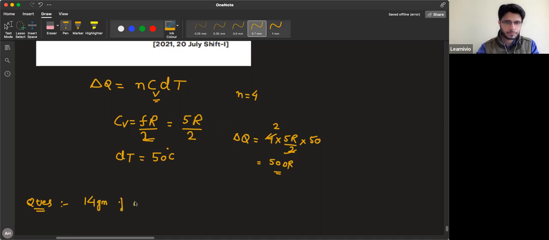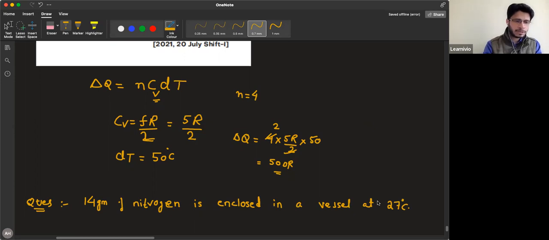14 gram of nitrogen is enclosed in a vessel at 27 degrees Celsius. What type of gas is nitrogen? Is it a monoatomic gas or a diatomic gas? Diatomic. So the degree of freedom is 5.